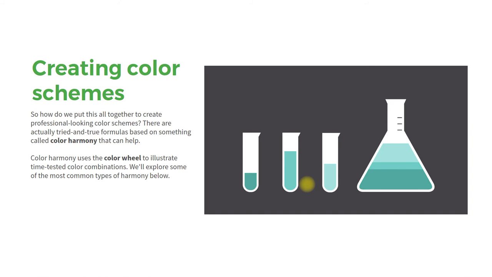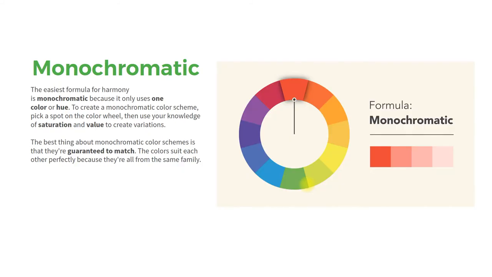Do you understand? So the easiest formula for harmony is monochromatic because it uses only one color. We are just using one color and different shades of that color. The great thing about a monochromatic color scheme is that it is always going to match, because they are all the same color. They are shades of the same color, so they are guaranteed to work with each other.